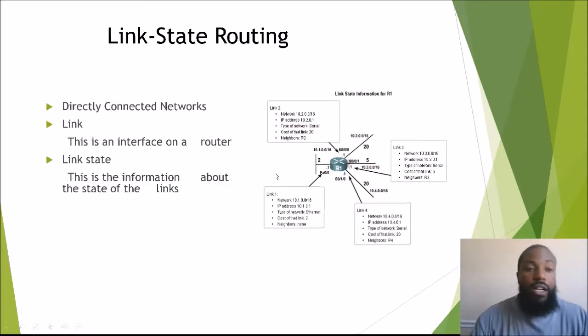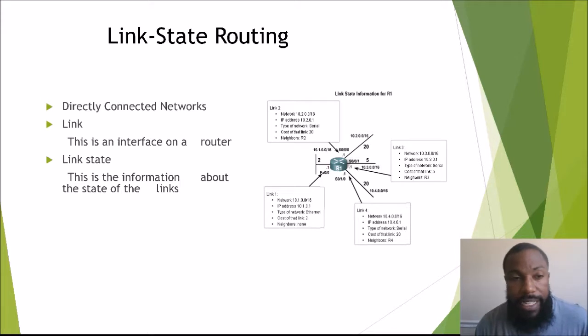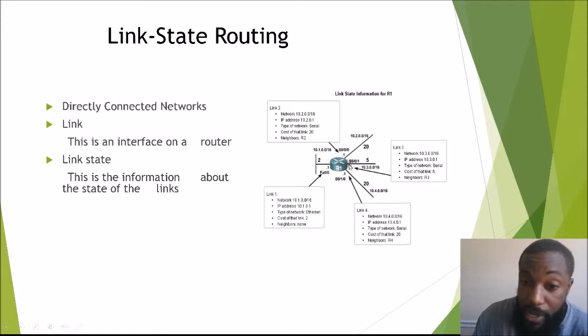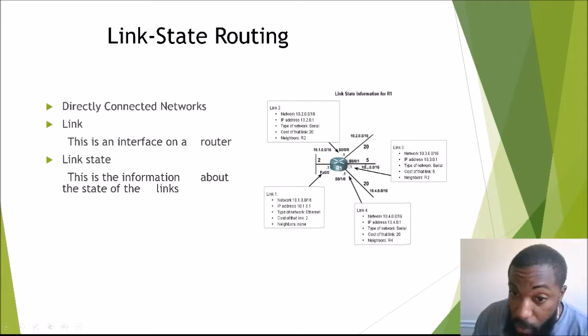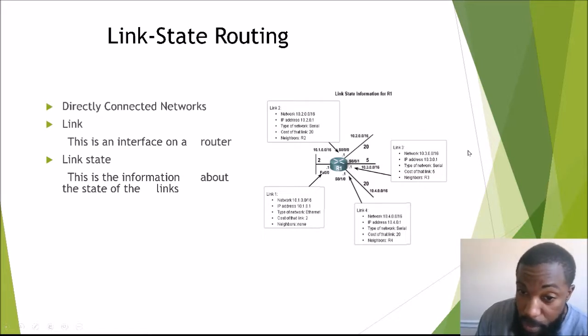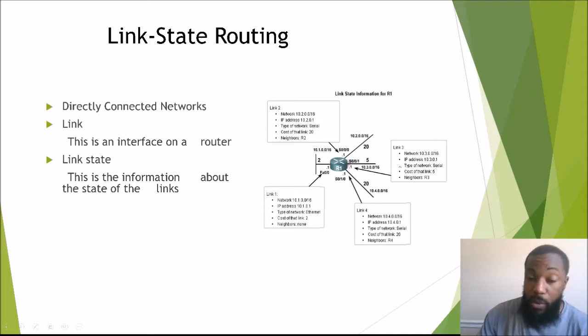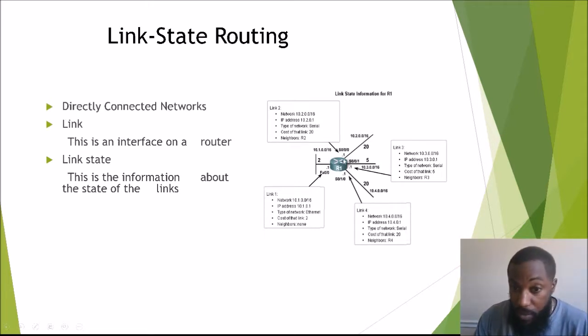Link state routing. So let's get to the definition of these terms that I've been saying throughout this video. I guess I should have said this first. Directly connected networks are the ones that are directly connected to them. Obviously, that's self-explanatory. This is directly connected, like say right here. He's router 1. This serial interface, he's directly connected to a neighbor over here with a cable, right? The link, this is an interface on a router. So serial 0/0/0 on there would be a link.